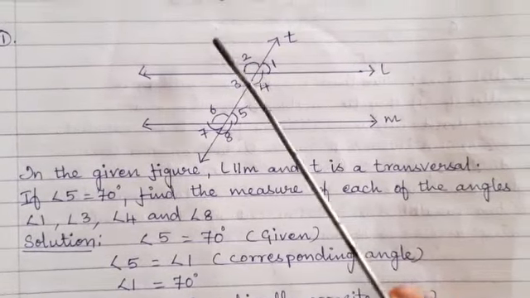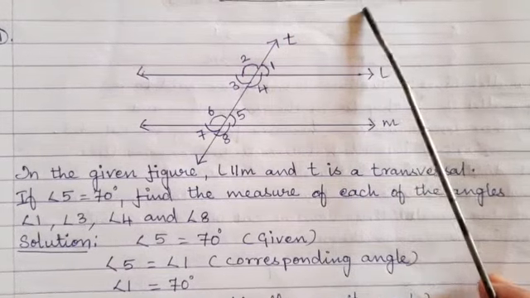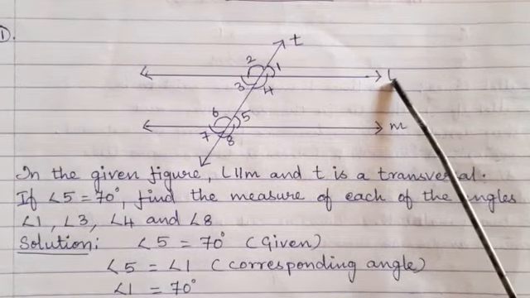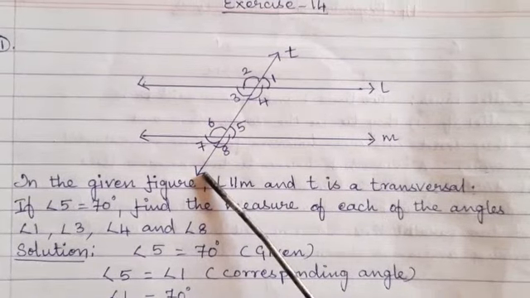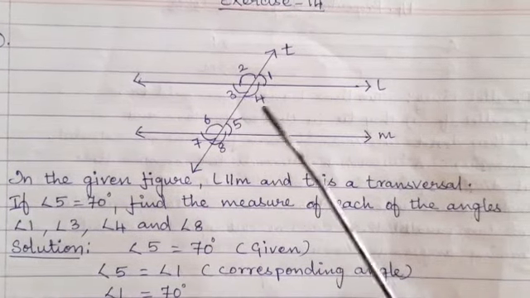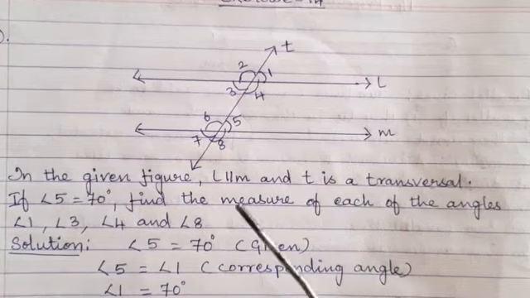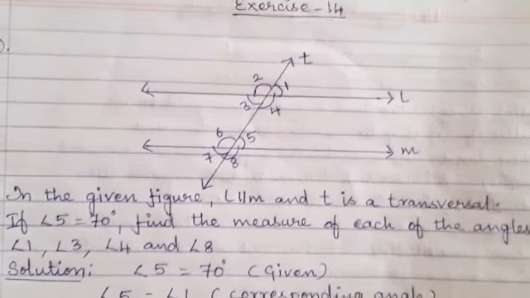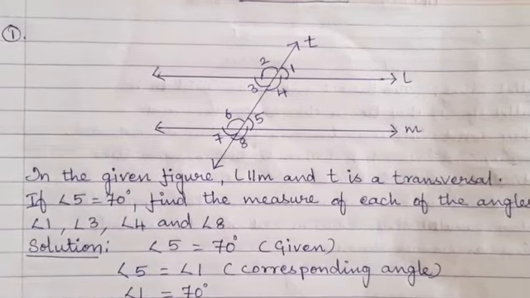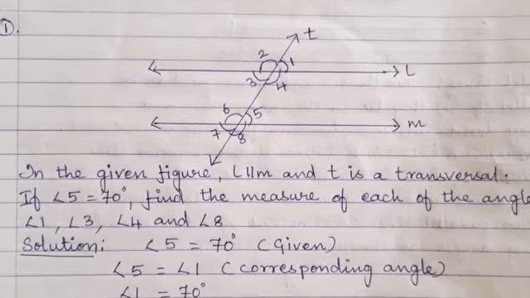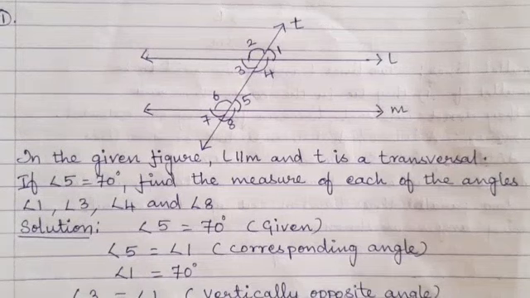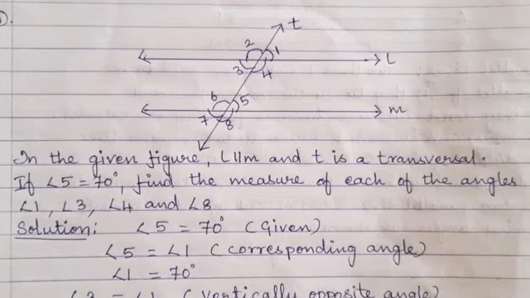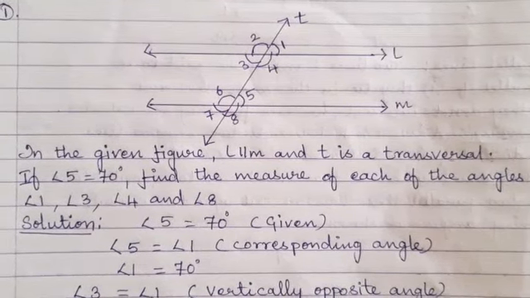Now moving on to exercise 14. The given two lines L and M are parallel, cut by a transversal T. Remember the three conditions. Number 1, corresponding angles are equal. Number 2, alternate interior and alternate exterior angles are equal, and co-interior angle sum equals 180 degrees. Now we will see that in this question.